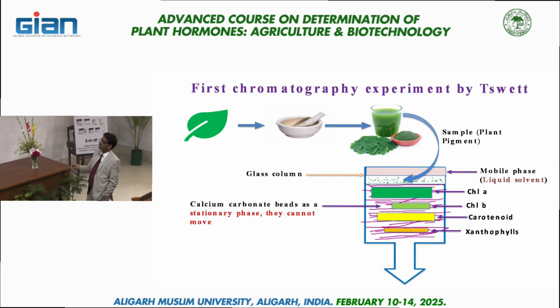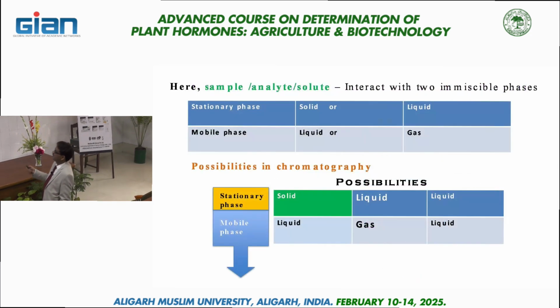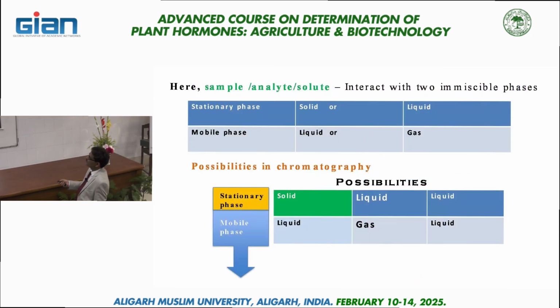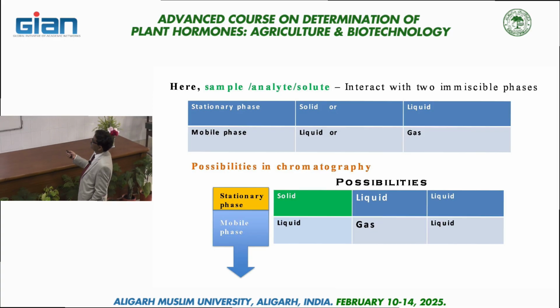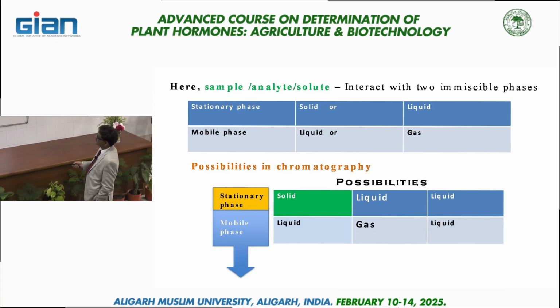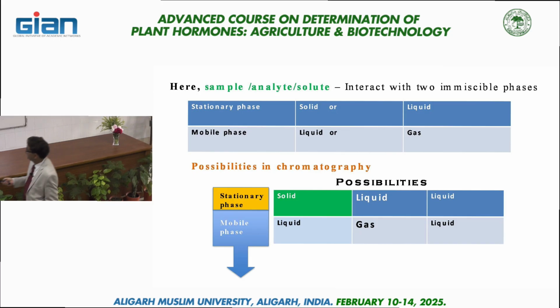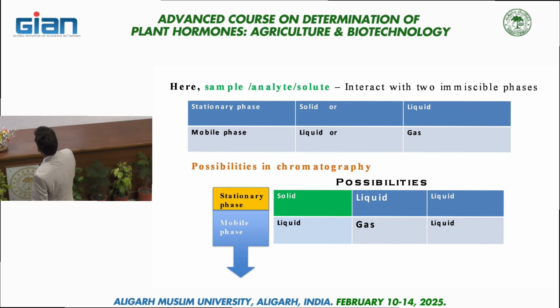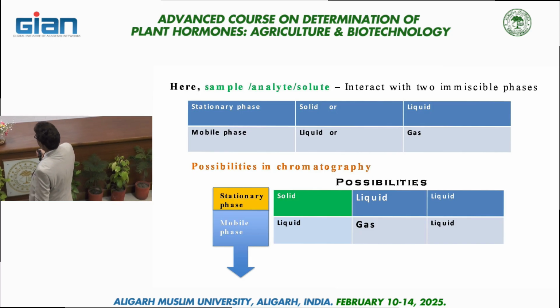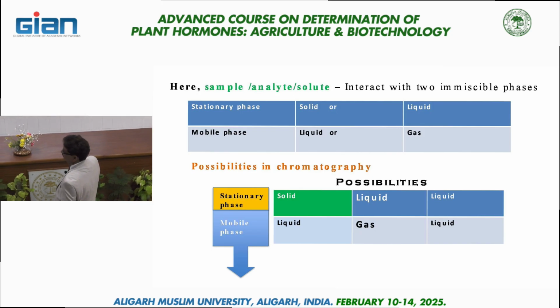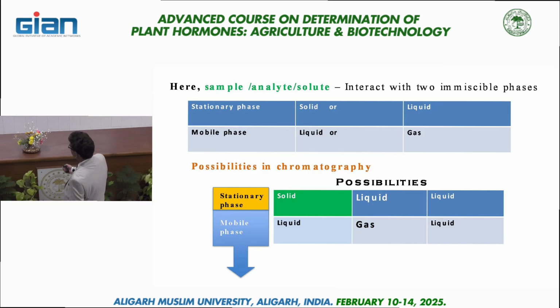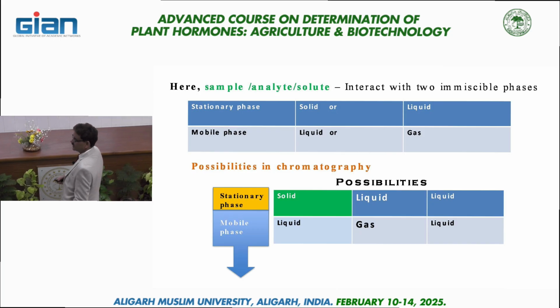So, here we have a sample analyte and how it is going to interact. The mobile phase may be solid or liquid. These are some of the phases. The possibilities in chromatography are that the stationary phase may be solid or liquid, and the mobile phase varies accordingly, as liquid or gas. So, these are the possibilities that can be generated.